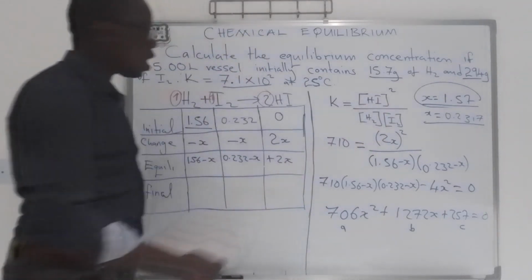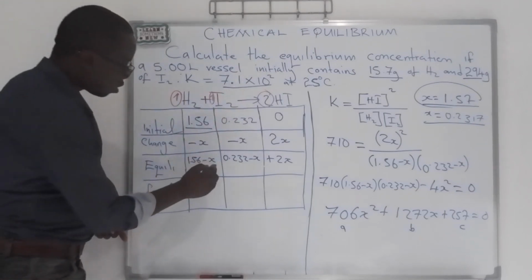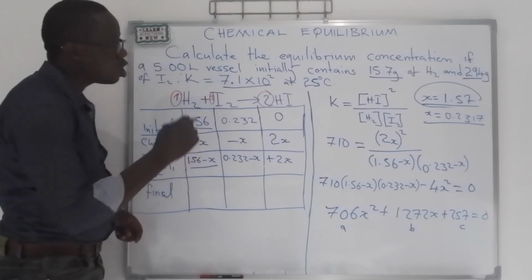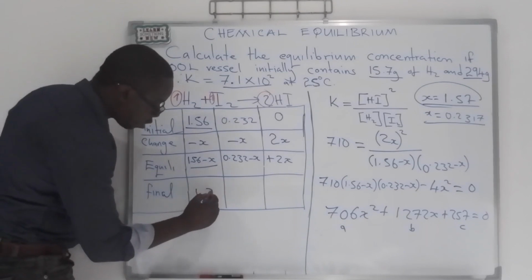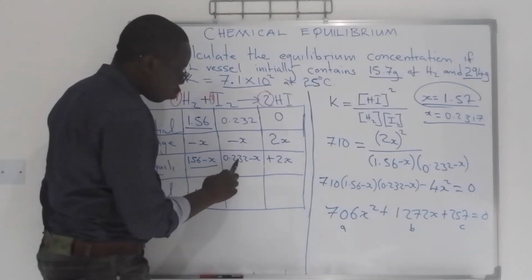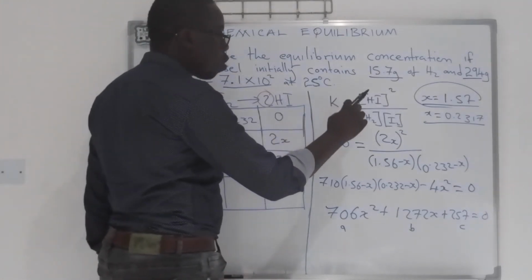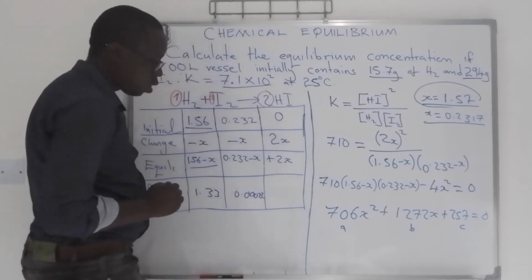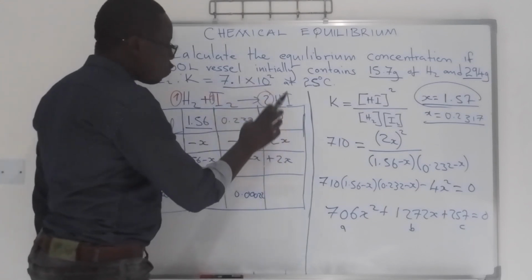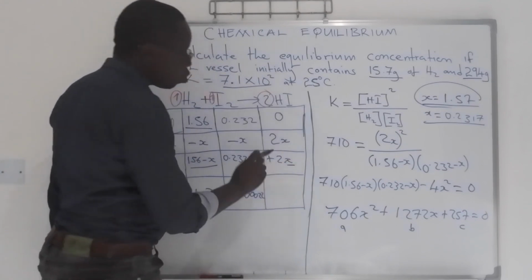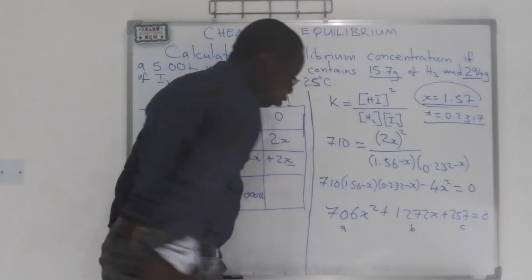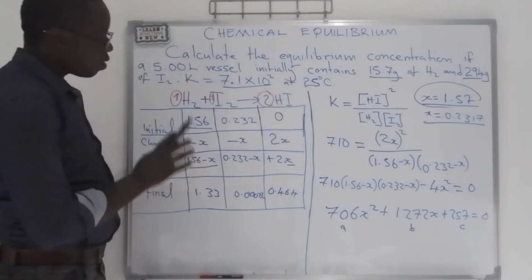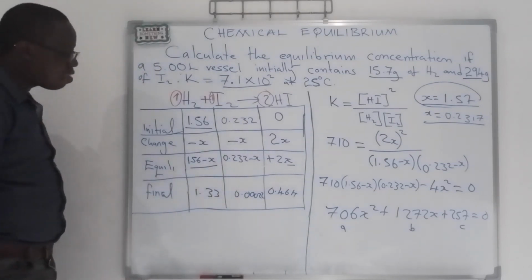So we will use the second value as the value of x. Where we have x, we put that value: 1.56 minus 0.2317, you get 1.33. Then 0.232 minus 0.2317, you get 0.00022. Then for the product, x should be multiplied by 2. If you multiply this value by 2, we should get 0.464. So these are the final concentrations that we are getting.